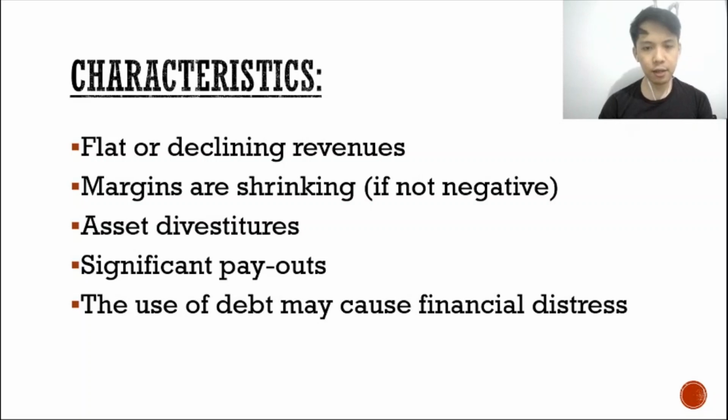Then finally, for those companies who were using a lot of debt, the use of debt may cause financial distress. This happens when the declining company fails to, say, make a principal or interest payment to one of its lenders. The use of a lot of debt early before the decline may cause the company to enter into financial distress, which may lead to bankruptcy or even liquidation. So basically, these are the characteristics of a declining company.